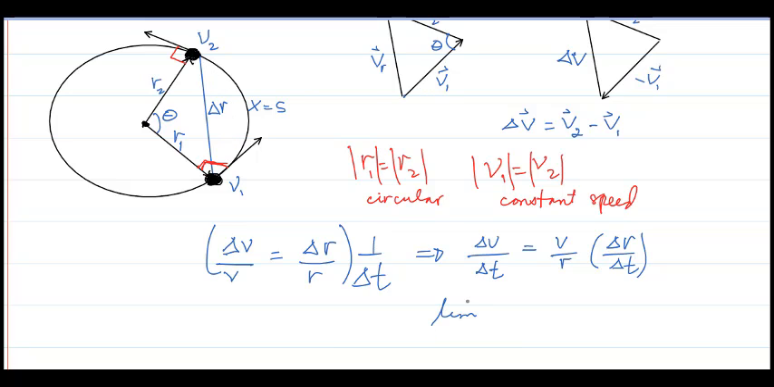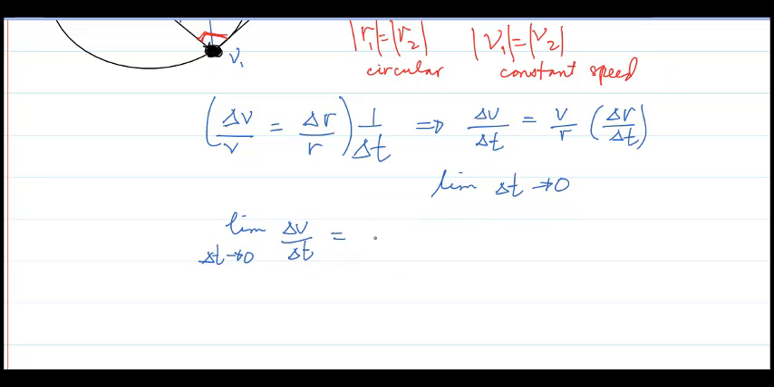So we'll limit our delta t to approach 0. So this term becomes, this is also equal to, so this refers to the instantaneous acceleration, this side. So this is the acceleration.